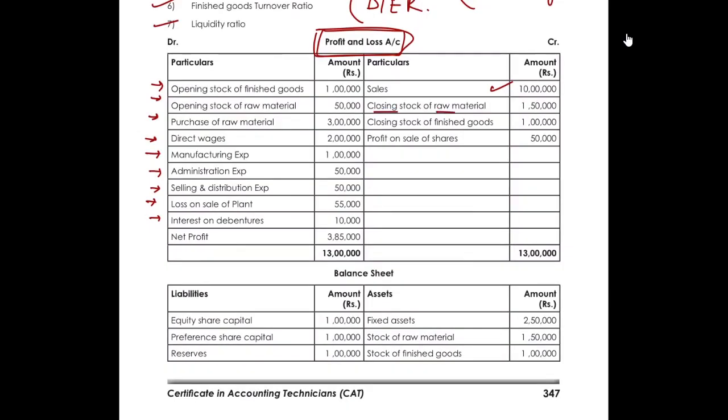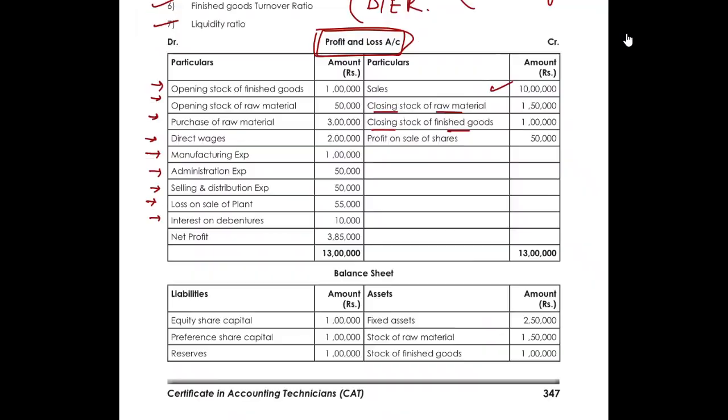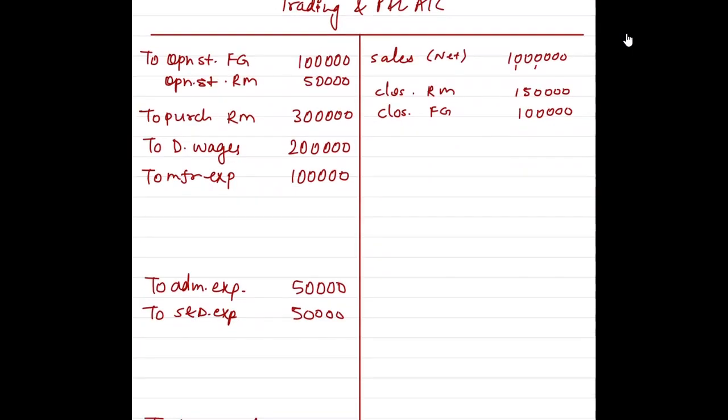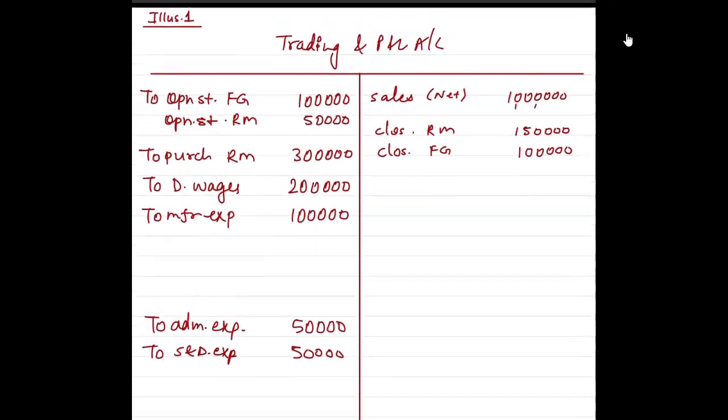Then we have closing stock of raw material and closing stock of finished goods. Raw material is 150, finished goods are 1 lakh. Then we have profit on sale of shares. This is also not operating income, but non-operating income. That is 50,000. Okay, my friends. Now we are ready to do the calculation, to do the totals, I would say.